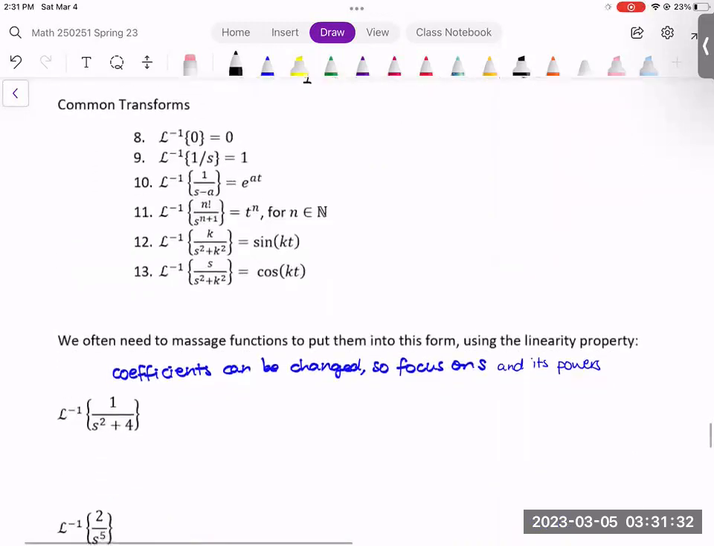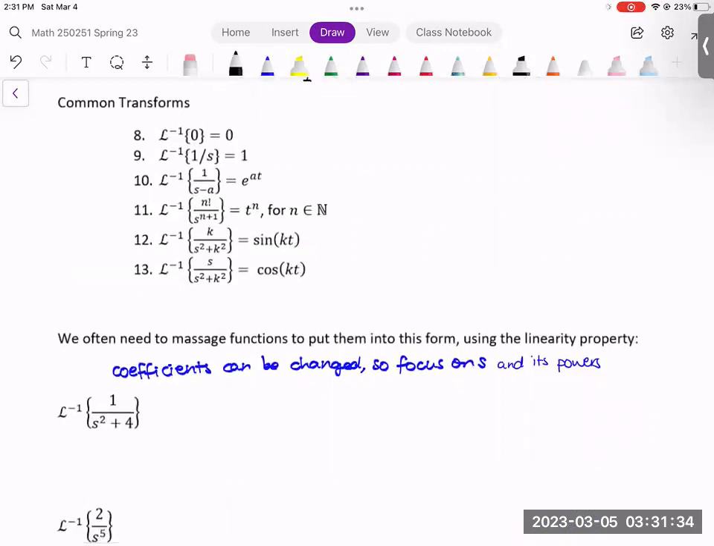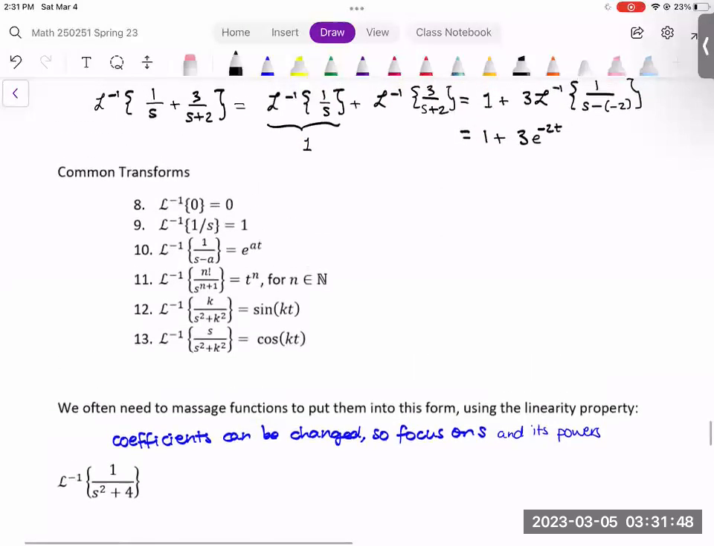Okay. So this is not a complete list here. There's a bigger list in the formula sheet that you'll be able to use on your exam. One caveat is that just like in this last example where we had to move things around a little bit, like the 3 outside of the inverse Laplace transform, we often are going to need to massage the functions, especially the coefficients, a little bit to put them into the correct form.